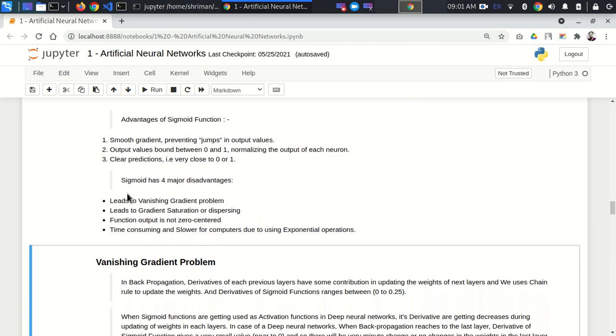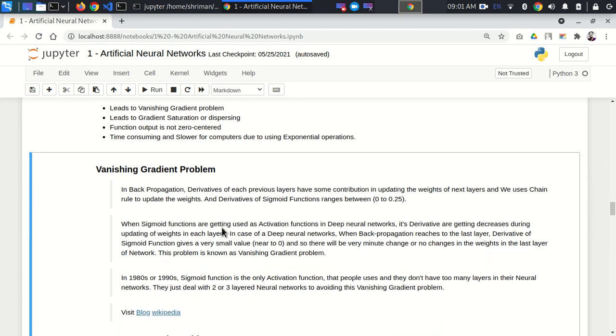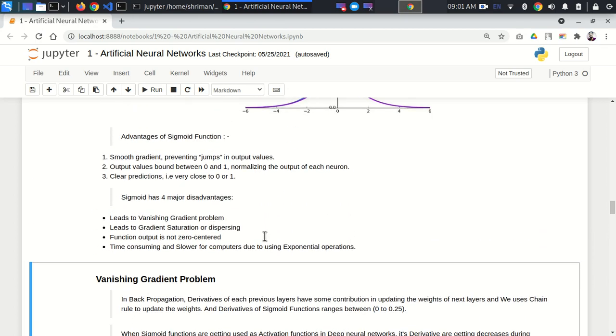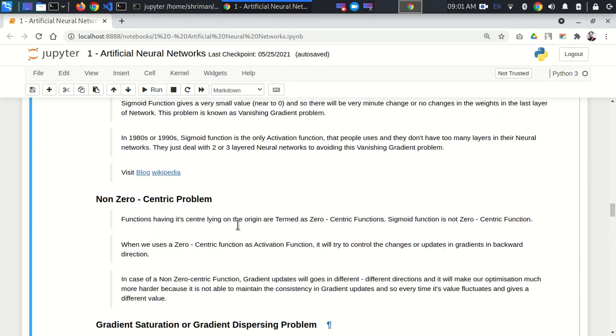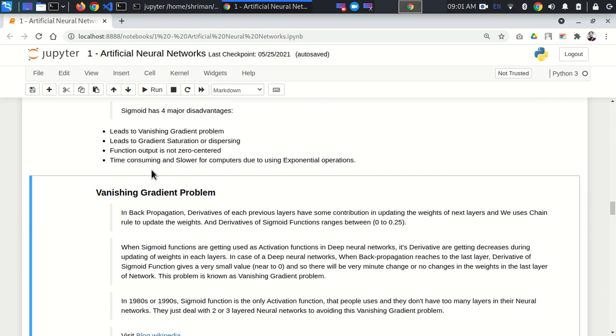Now there are some disadvantages also. This leads to the vanishing gradient problem. This leads to gradient saturation or dispersing problem. Function output is not zero centered, and it is time consuming and slower for computers due to using exponential operation. See, what is the vanishing gradient problem? We will see here. What is gradient saturation? We will see here. And the non-zero centric problem? We will see.